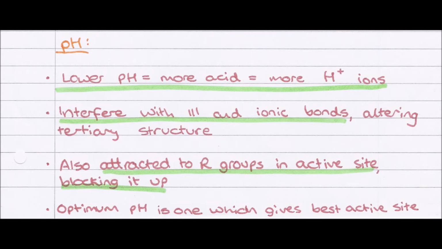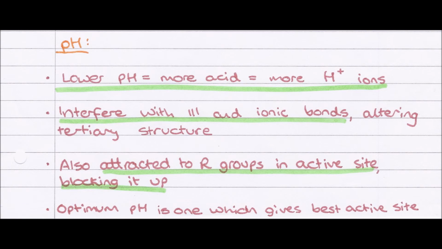But also if we have a low pH, lots of hydrogen plus ions, if we have any negatively charged R groups on the active site itself, then these positively charged hydrogen ions are going to be attracted to those R groups. So therefore the active site is going to be clogged up by all these hydrogen ions, meaning the substrate can't fit into it anymore. The temporary bonds in the induced fit hypothesis won't form. Therefore the enzyme can't catalyse the reaction, so catalysis doesn't occur, quite simply.